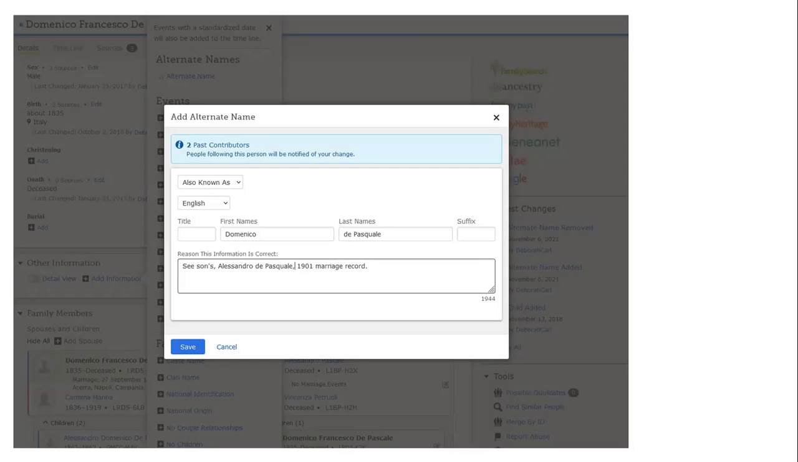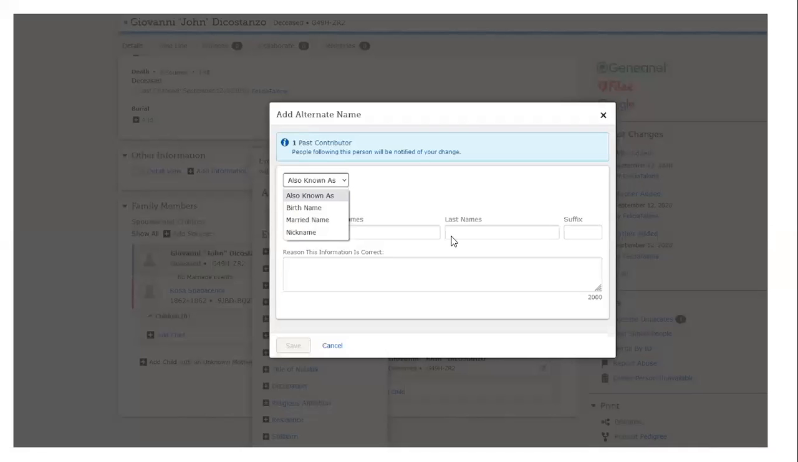Now you type in either name, the search engine will find it. Also known as, when you click on that box, you get several choices: also known as, birth name, married name, or nickname. So if you have a wife and you don't know the maiden name, and that happens a lot, you could put in her married name here so that, again, when you search for it, the search engine will find her with that married name. But you don't want to put it in the vitals. You want to put it in as an alternate name.